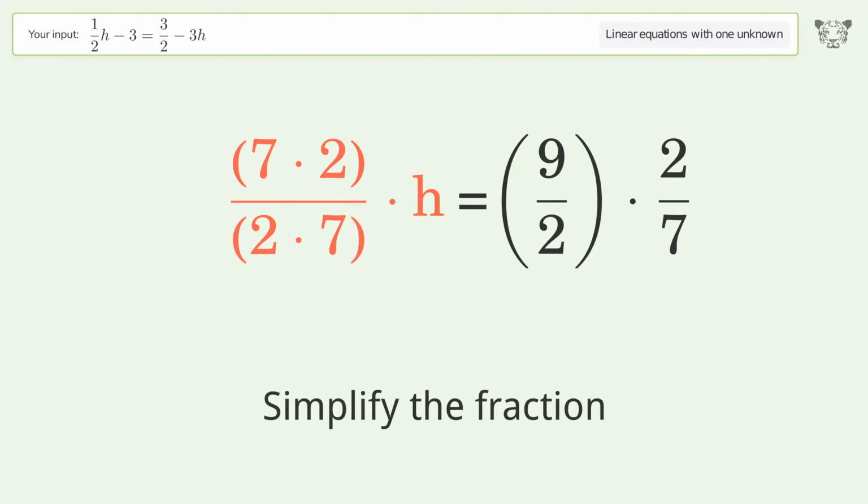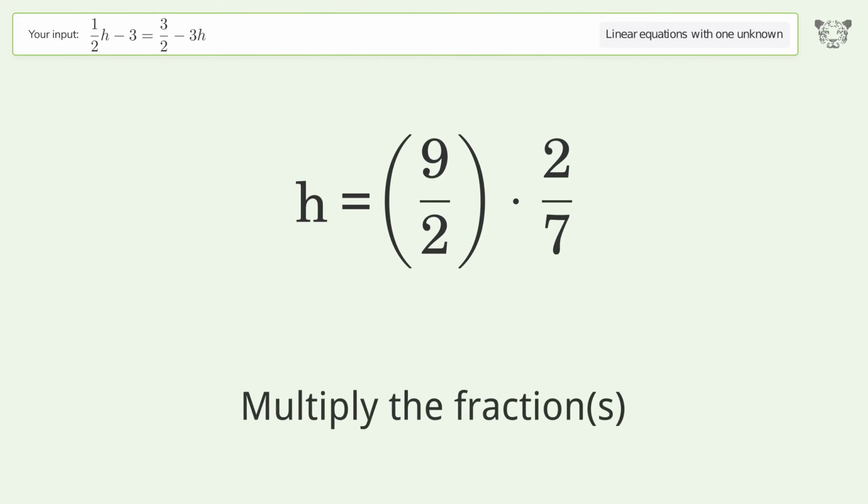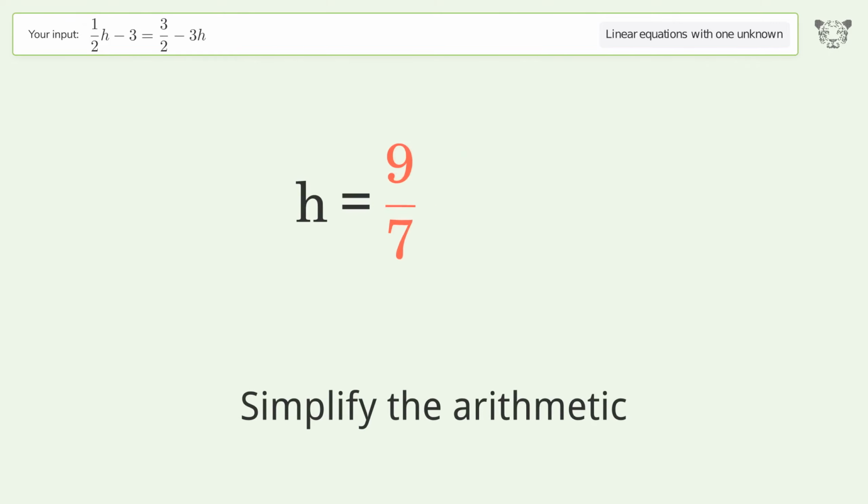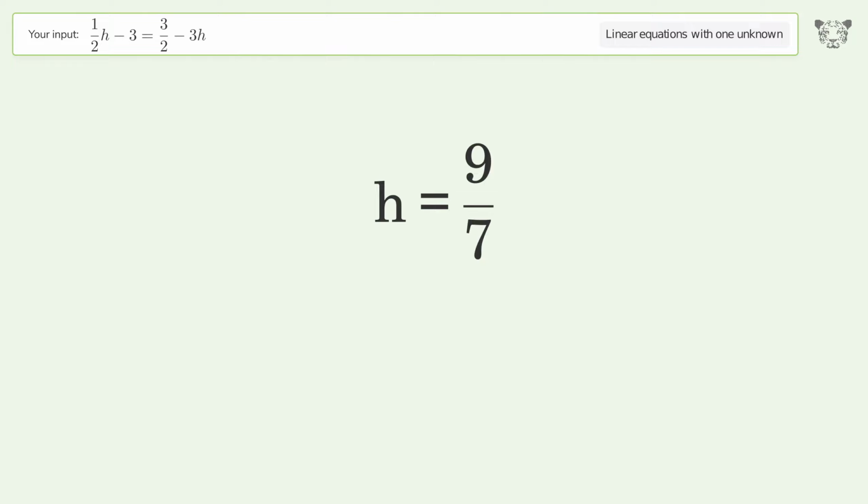Simplify the fraction. Multiply the fractions. Simplify the arithmetic. And so the final result is h equals 9/7.